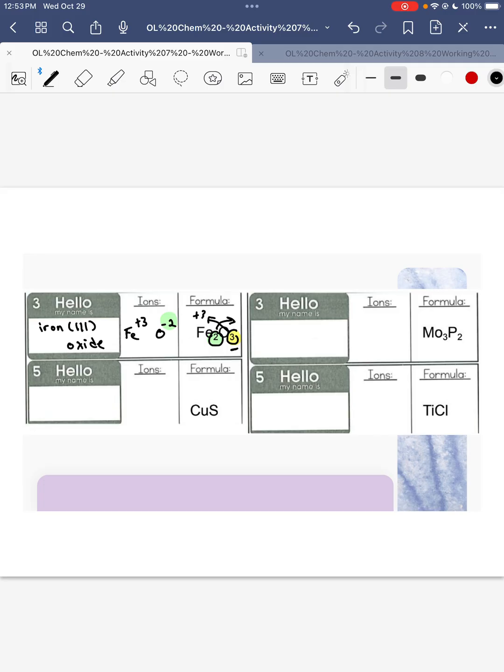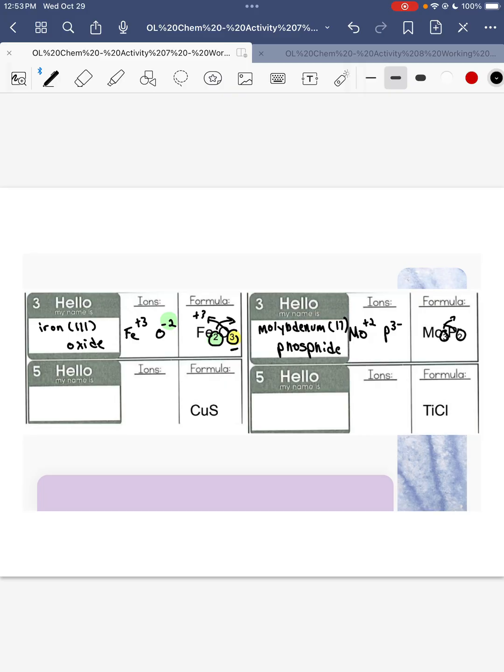Next, we have one with molybdenum. So again, if we do that same sort of reverse crossover method, we know the charge on phosphorus is -3, and that means the charge on molybdenum must be +2. So this guy is molybdenum 2 phosphide.